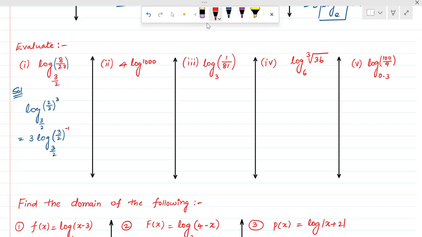Why are we changing? The purpose of changing is to make this one the same: 3 over 2, 3 over 2, then only it becomes 1. So 2 over 3 base 3 over 2 will not equal 1. So we will move the minus here. When you multiply, it becomes minus 3 log 3 over 2 base 3 over 2. Since the value is equal to 1, the answer is minus 3.